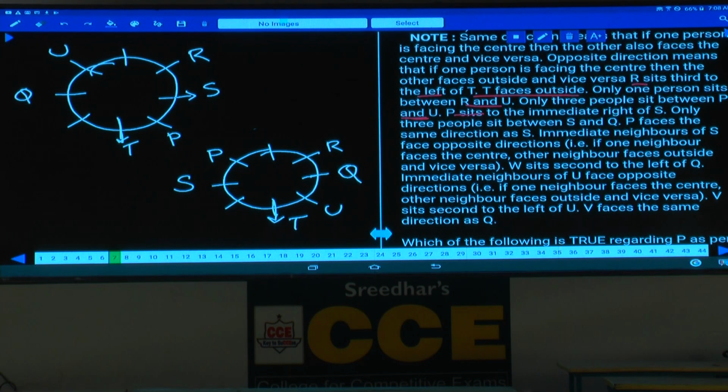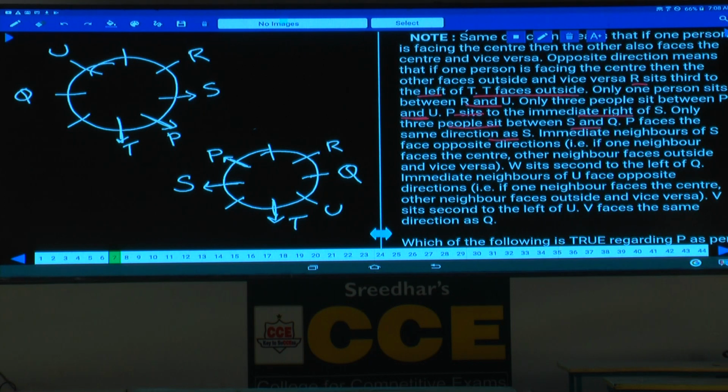And earlier, P sits to the immediate right of S, and this S must be away from the center, isn't it? Then P sits to the immediate right of S, only 3 people between S and Q. And P faces the same direction as S. P and S are facing the same direction. Here S is facing away, and P is also facing away. Now in the second case, S is away and P is also away from the center, and P and S face the same direction.